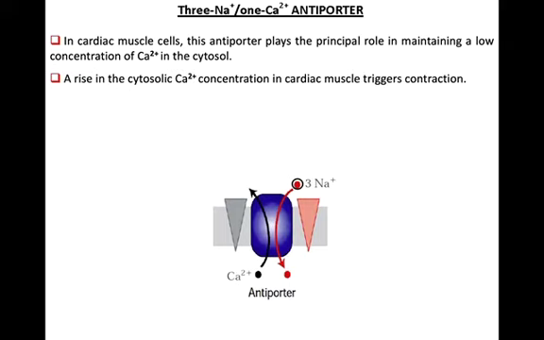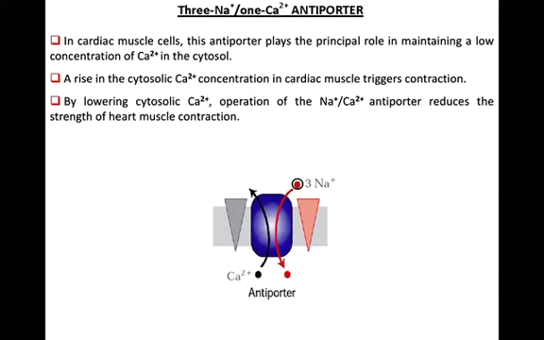So a rise in cytosolic calcium concentration in cardiac muscles triggers contraction. If the calcium in the cardiac muscle is not tightly regulated, the heart will do excess contraction. Lowering cytosolic calcium through the operation of the sodium calcium antiporter reduces the strength of heart muscle contraction. So you can understand now this antiporter is a very important protein for controlling the heart muscle contraction.